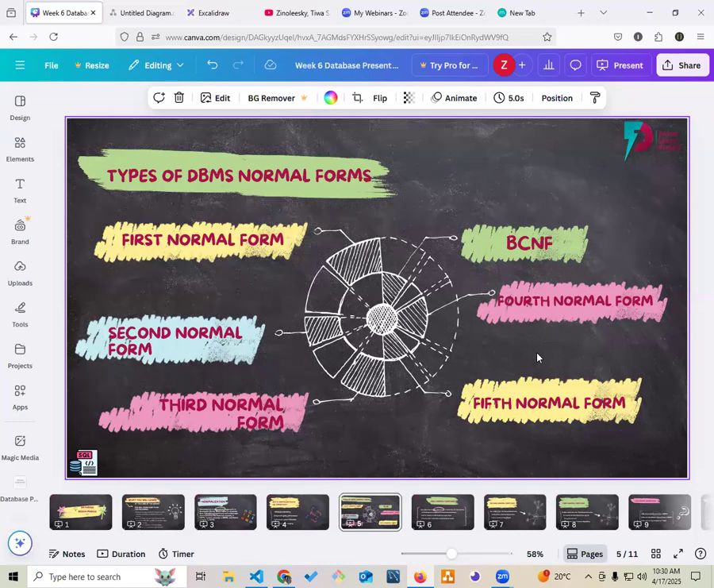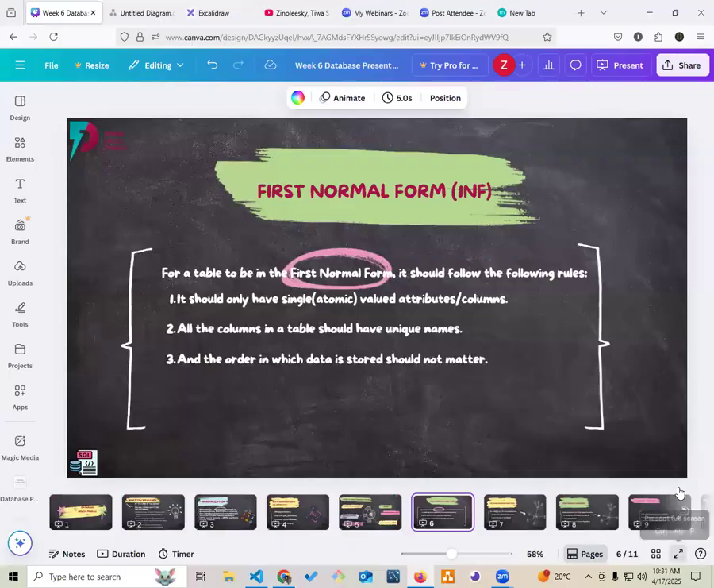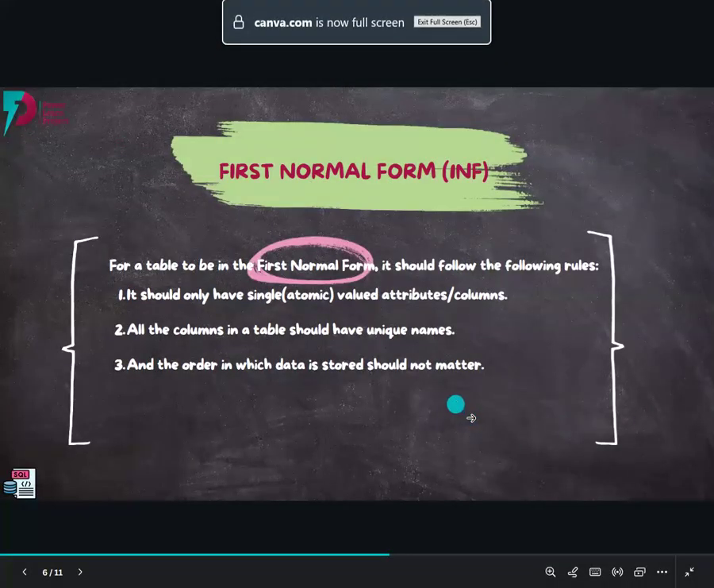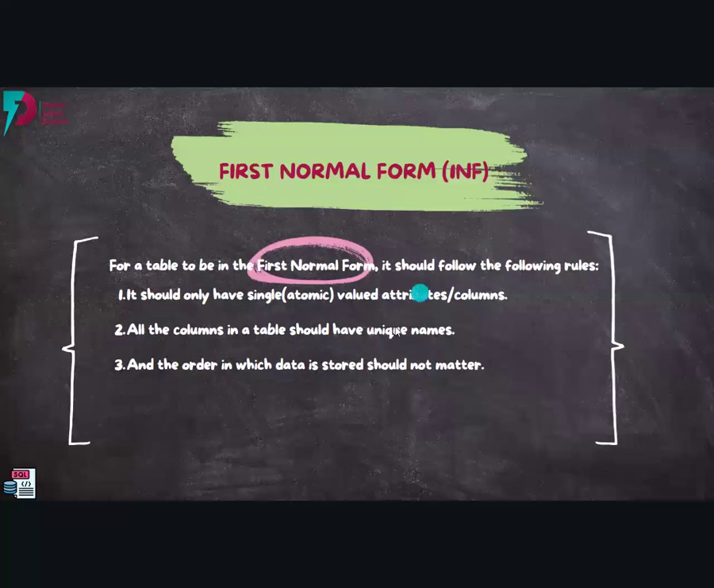Okay, let's leave all these other normal forms and focus on the first three. Now, let's go with the first one. With the first one, we have what we call rules. For a table to be in the first normal form, it should follow these rules. It should only have a single value or atomic value in each attribute column. All the columns in a table should have unique names, and the order in which the data is stored should not matter. Let's see what I mean.